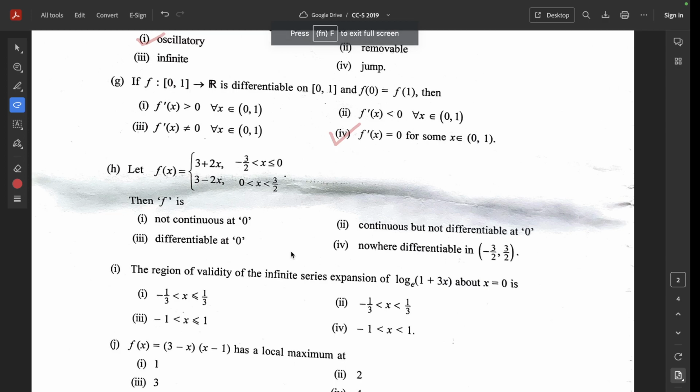Question 8. f(x) equals 3 + 2x for −3/2 < x ≤ 0, and 3 − 2x for 0 < x < 3/2, and the correct answer is option 2: continuous but not differentiable at 0.